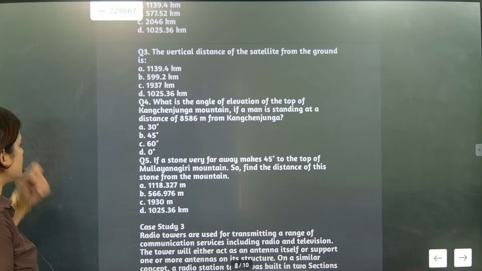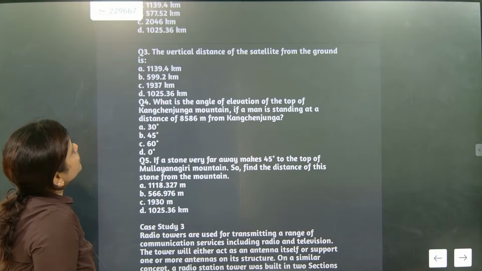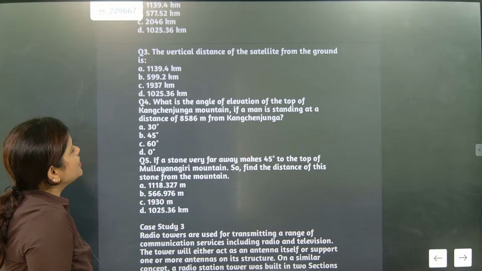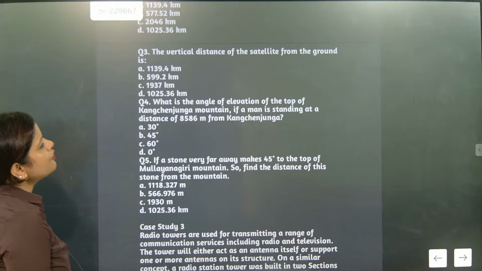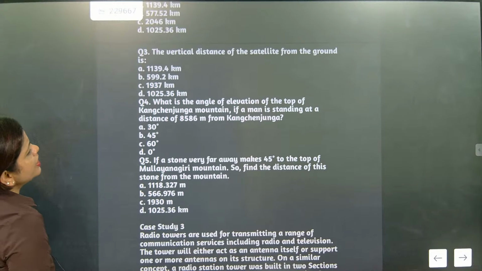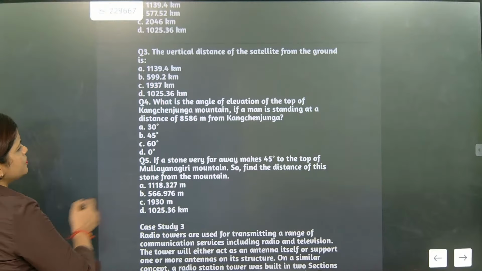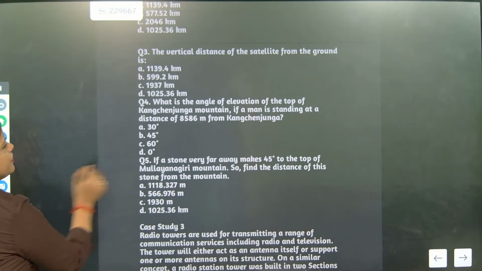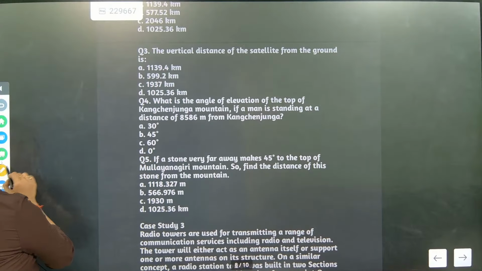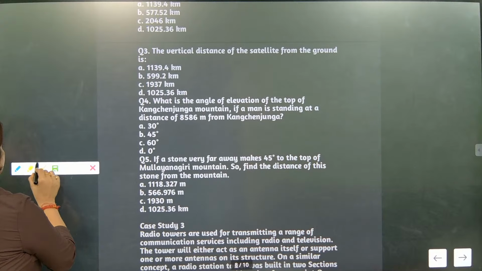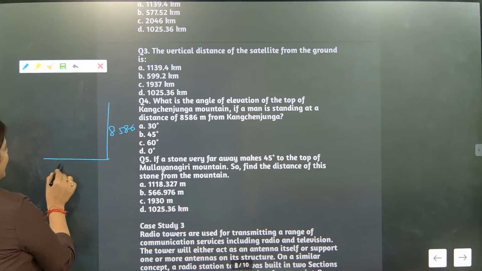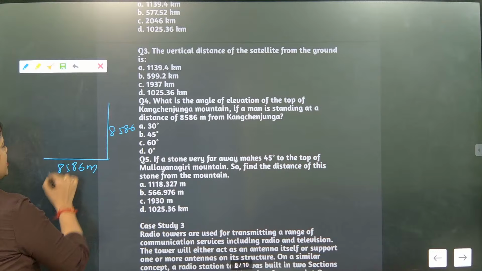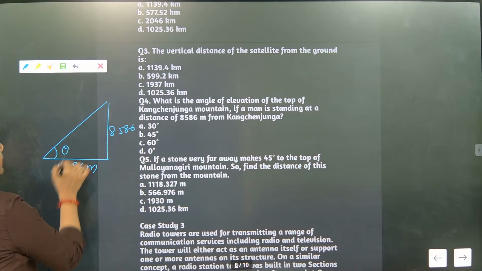Now fourth question: what is the angle of elevation of the top of the mountain if a man is standing at this distance from Kanchenjunga? Find the angle of elevation of the top of Kanchenjunga mountain if a man is standing at a distance of this much from Kanchenjunga. Angle of elevation will become 45 degree, na? How? Look here, beta. The height of Kanchenjunga is this much. Man is standing at a distance of this much meter, and it is making an angle theta.